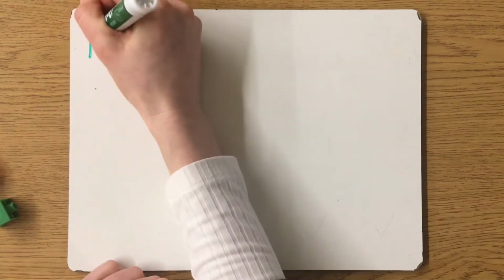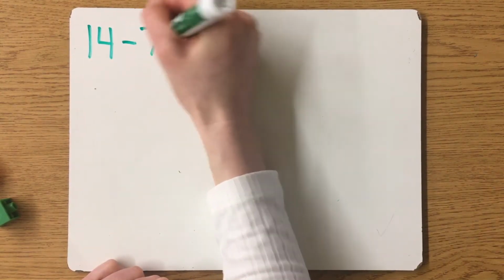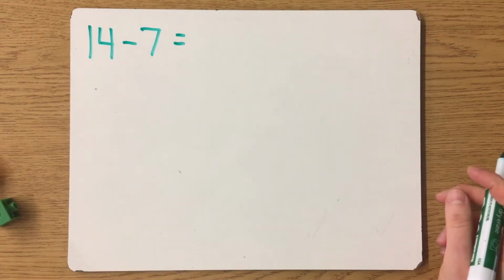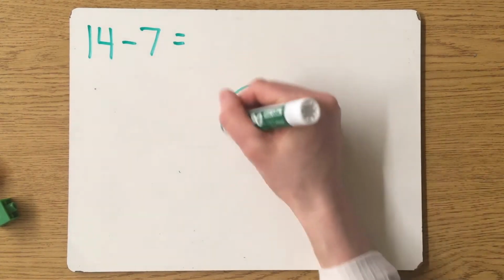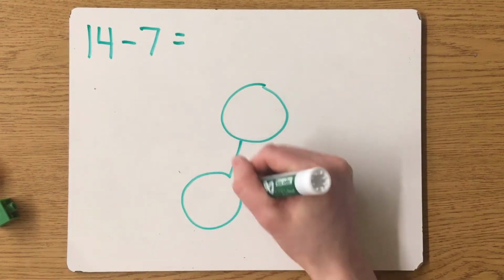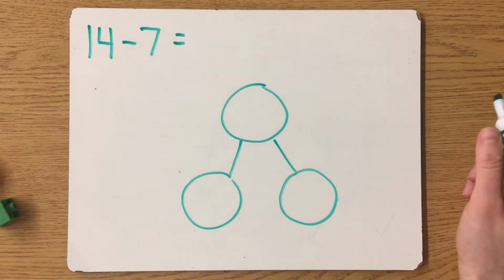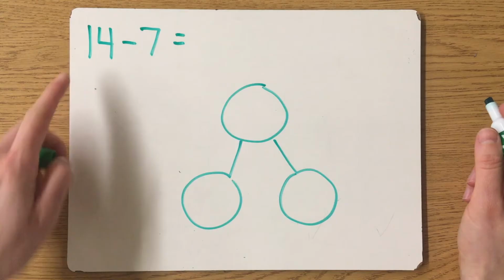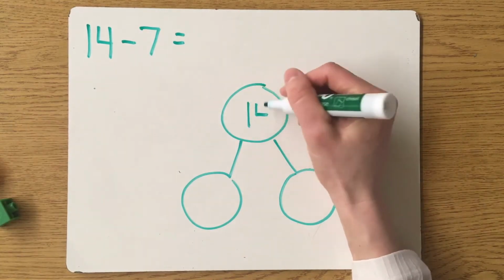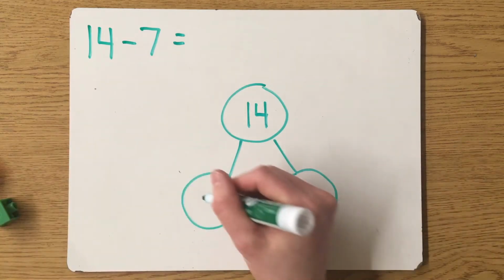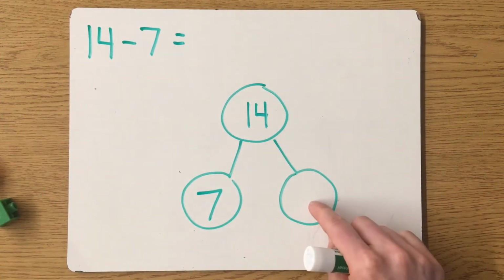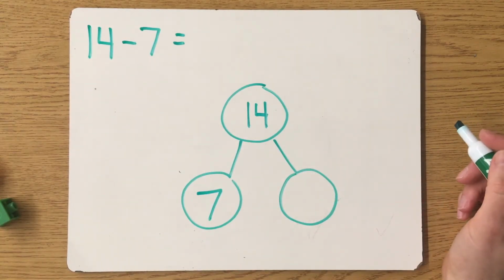Here's another example. The subtraction equation is 14 take away 7. Let's create a number bond. In subtraction, we always begin with the whole group. 14 is the whole group. We take away one of the parts. We're trying to figure out the other part.